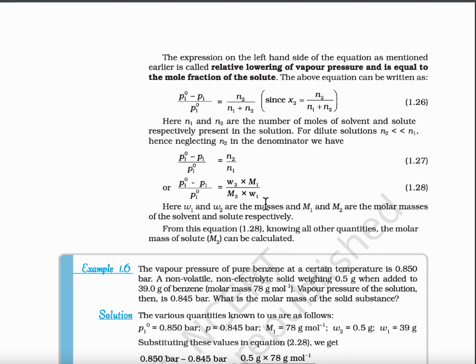Now this equation will be used as a formula for finding the relative lowering of vapor pressure of any solution. So the formula would be P1 naught minus P1 by P1 naught is equal to W2 into M1 by M2 into W1.